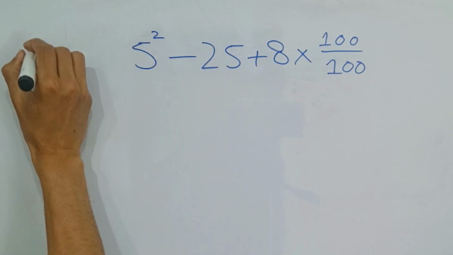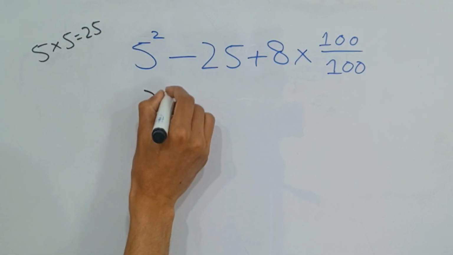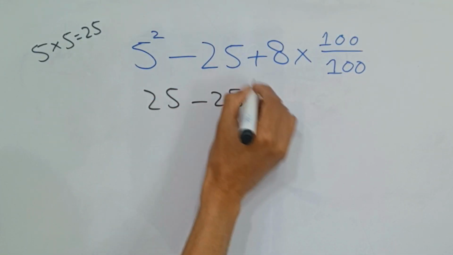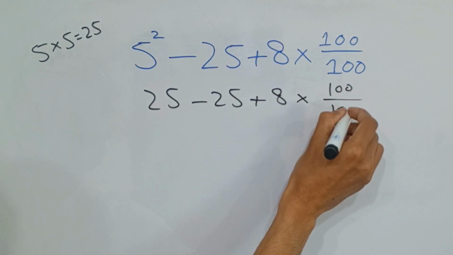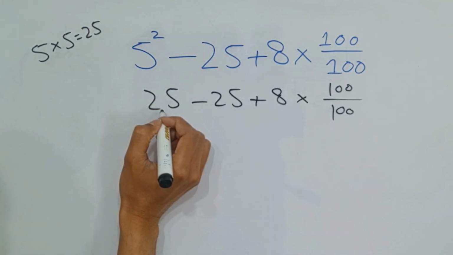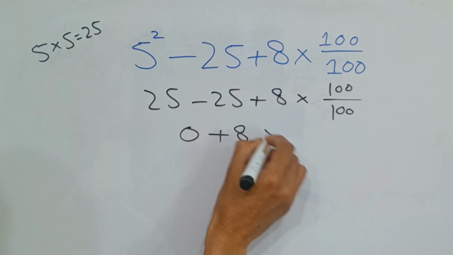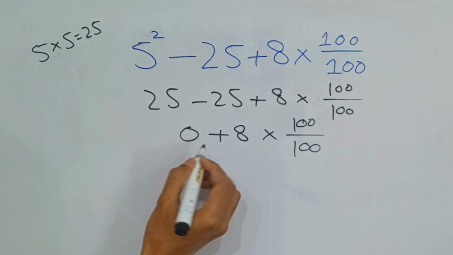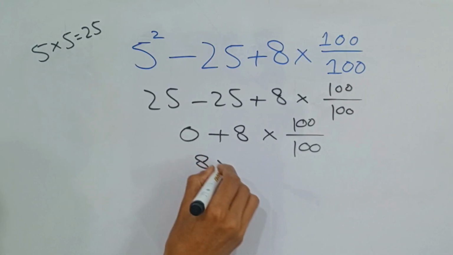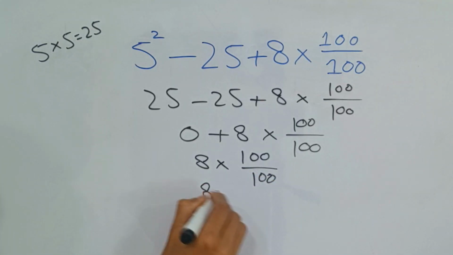5 squared means 5 times 5 equals 25, right? 25 minus 25, right, plus 8 times 100 divided by 100. Now 25 minus 25 equals 0 plus 8 times 100 divided by 100. Now 0 plus 8 equals 8, right, times 100 divided by 100. Now 8 times 100 divided by 100 equals 1, right?